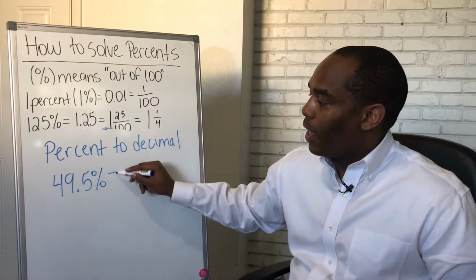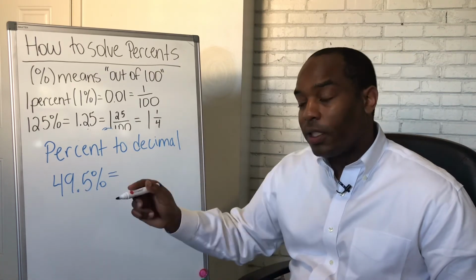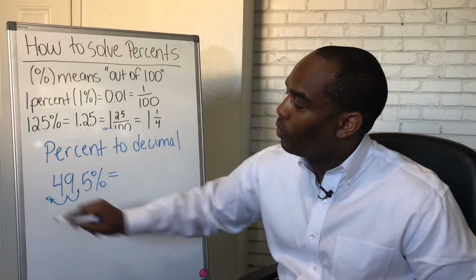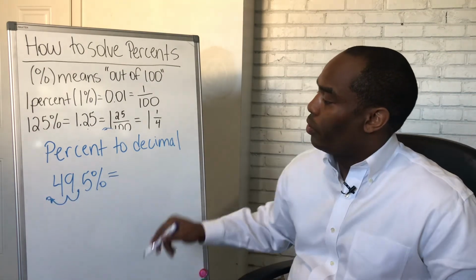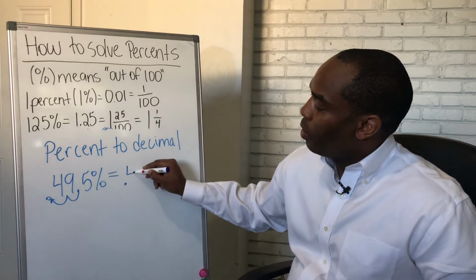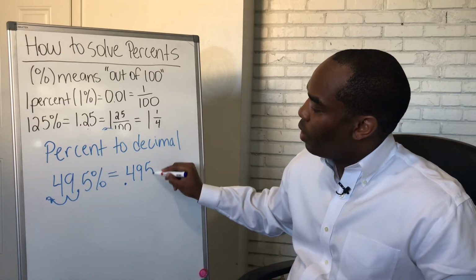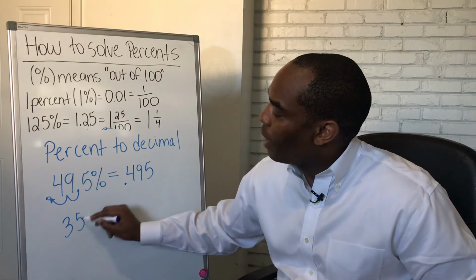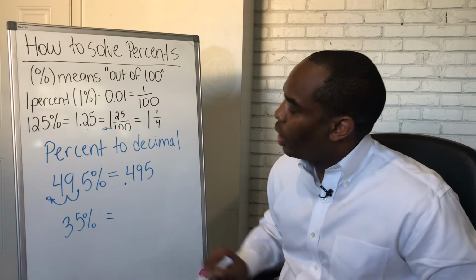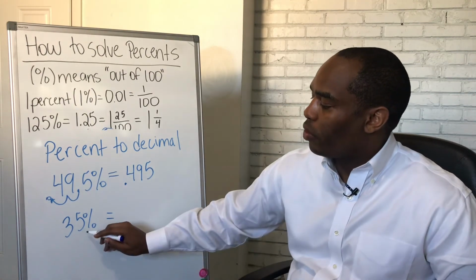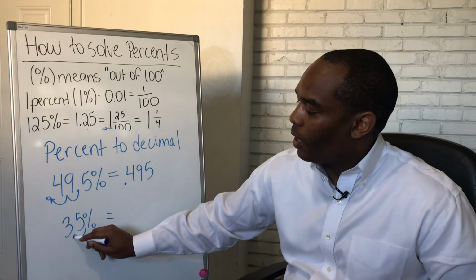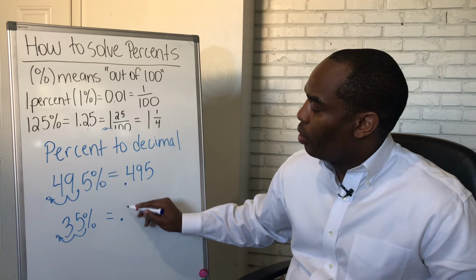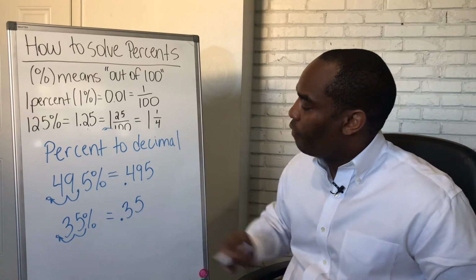Well, this one's not as hard. All we have to do is go back to the left 2 places. So I'm going to count back 1, 2 to the left, and my new decimal is there. And so it'll be 0.495. Say we had 35%. How do we go from a percent to a decimal? Well, my decimal starts here, and we're going to go back to the left 2 places. My new decimal is here, and so it'll be 0.35.